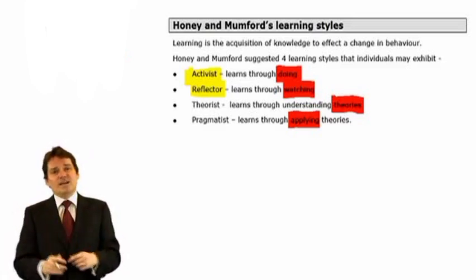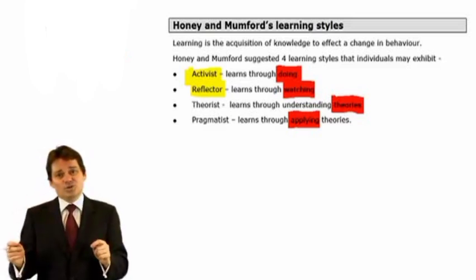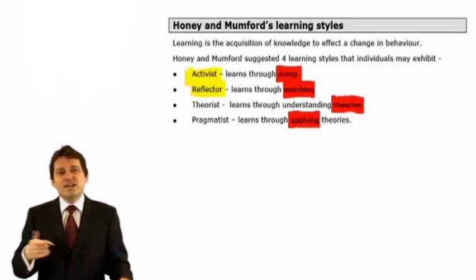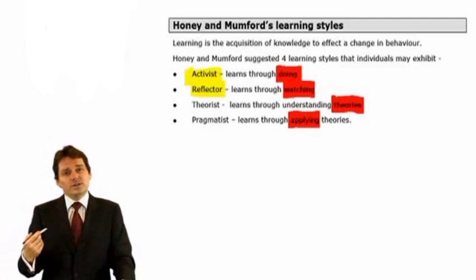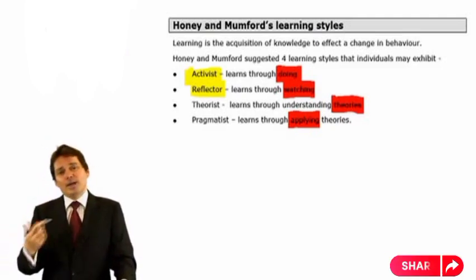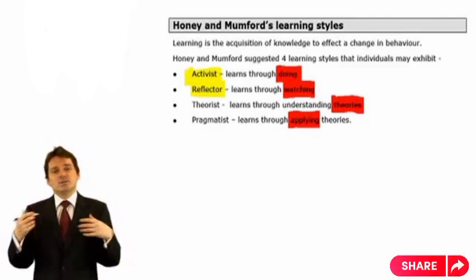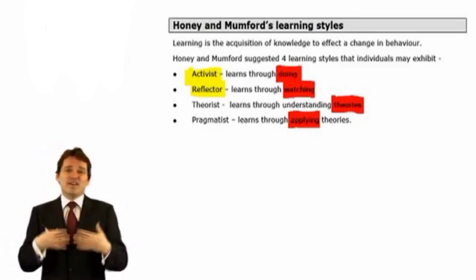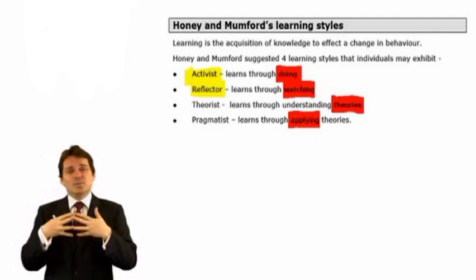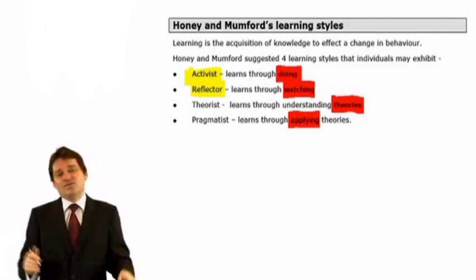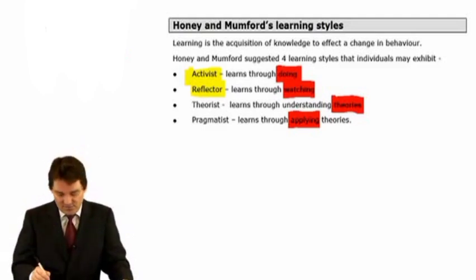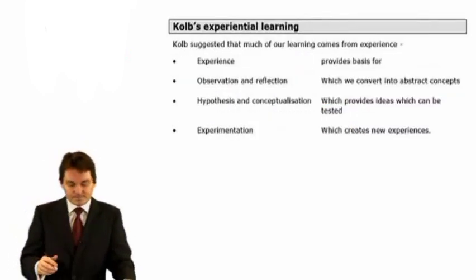Now, that also means if you're going to do a big training course, that you probably have to have lots of different ways of training people, because your audience, the students, some will be activists, some will be reflectors, some will be theorists, some will be pragmatists, and you've got to have something for everybody. Otherwise, there'll be groups of them that don't actually benefit from the course. So Honey and Mumford, a very, very useful model.